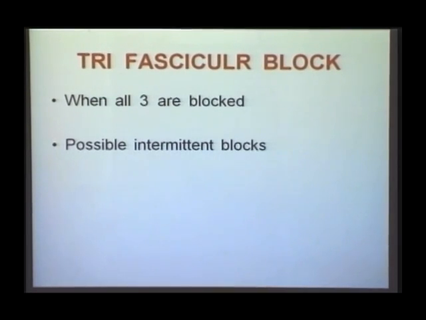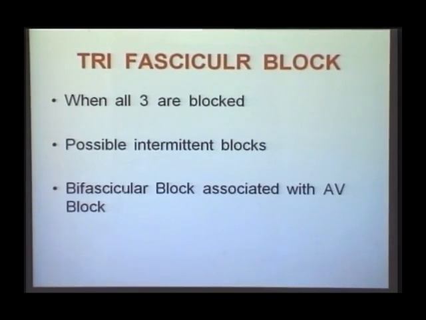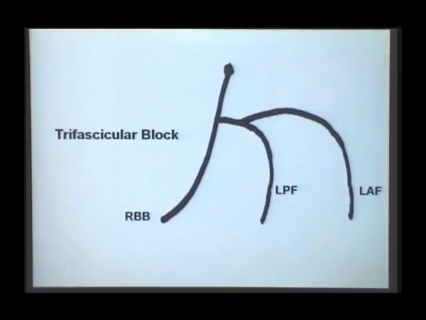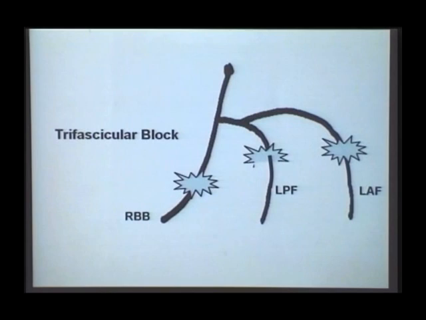All three fascicles are blocked, possible intermittent blocks, and bifascicular block associated with atrioventricular block. Let us imagine, this is what normally happens. I have already diagnosed a bifascicular block, RBBB and LAFB. Now my only fascicle which is conducting is the left posterior fascicle. When it is totally blocked, complete heart block. When it is partially blocked, the PR interval will be prolonged. You will have RBBB, LAFB, but you must look for the PR interval. Long PR interval means what? It means the left posterior fascicle is conducting slowly. It is also diseased. So that means it is a trifascicular block.